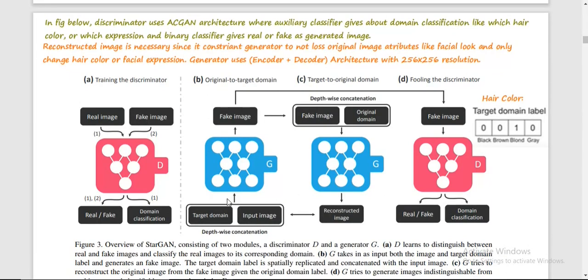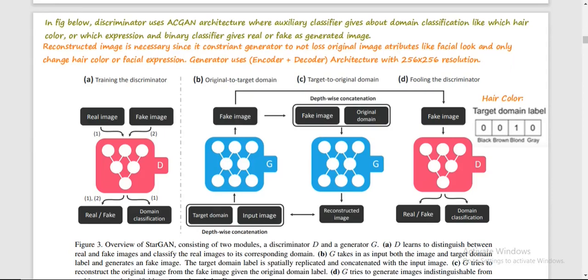So for training the discriminator, we give real images and fake images, and the discriminator produces real or fake for the generated image, and also the domain classification. For example, which domain the generator wanted to generate, and whether it generated correctly or not.